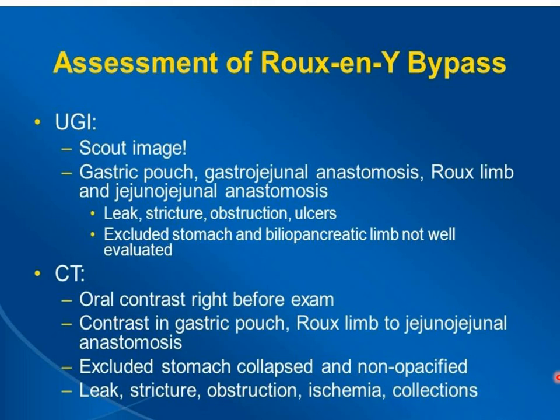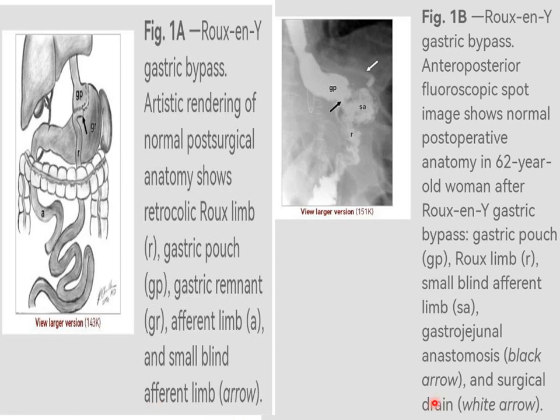For the CT, give contrast right before the exam. Contrast in the gastric pouch is important, and the Roux limb to the jejunal anastomosis; you have to focus on this part also. The excluded stomach should be collapsed and not opacified. It's not a functioning part of the stomach. If it's opacified, that means there is a leakage of contrast into this part, and this means failure of the operation. Leak, stricture, obstruction, ischemia, collections, all these we have to take into consideration.